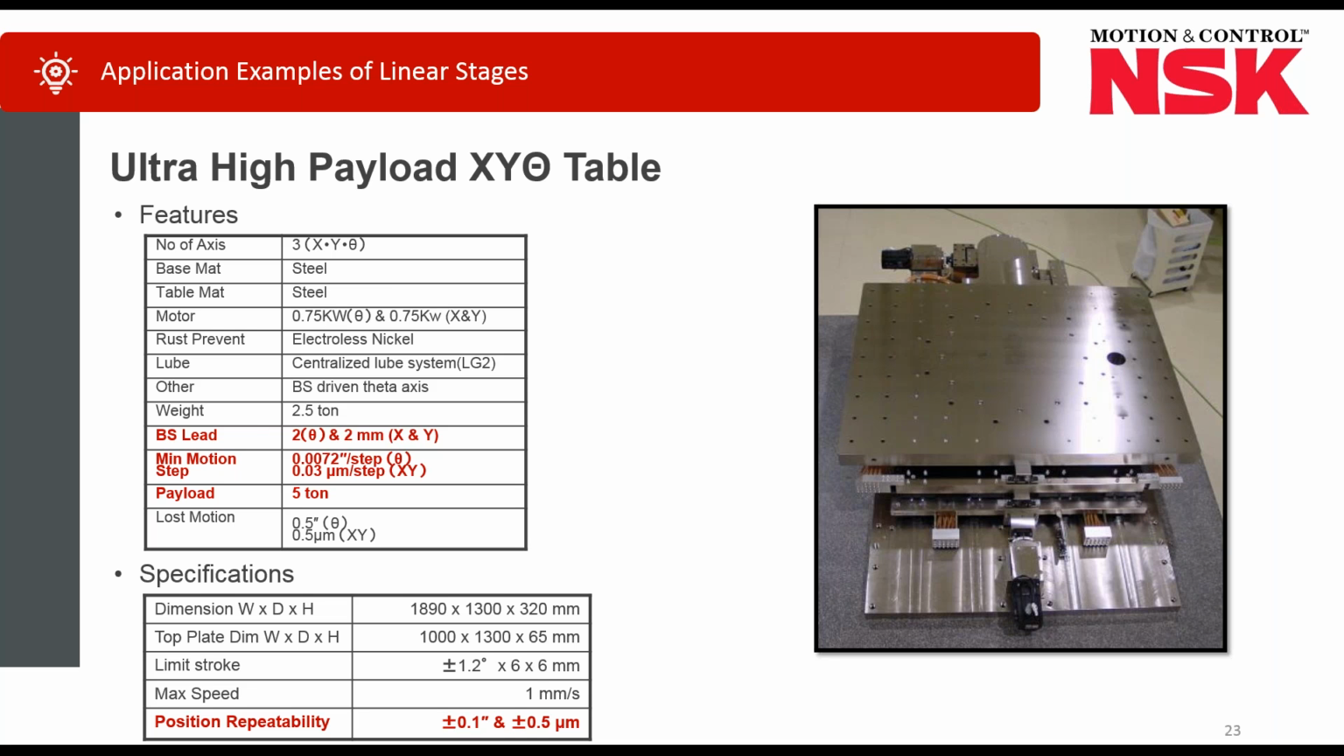It's an X, Y, theta table. So that means there's 2 linear axes and a rotational axis. You can see some of the specs that I've outlined. Payload 5 tons, so that's 10,000 pounds. So they've got some different step sizes for the motion. There's a rotary motion, and there's also a linear motion, 0.03 microns per step in the X and Y. So very high resolution motion as far as this particular stage. And then repeatability down in the minutes and/or microns, depending on which axes you're looking at. Next.